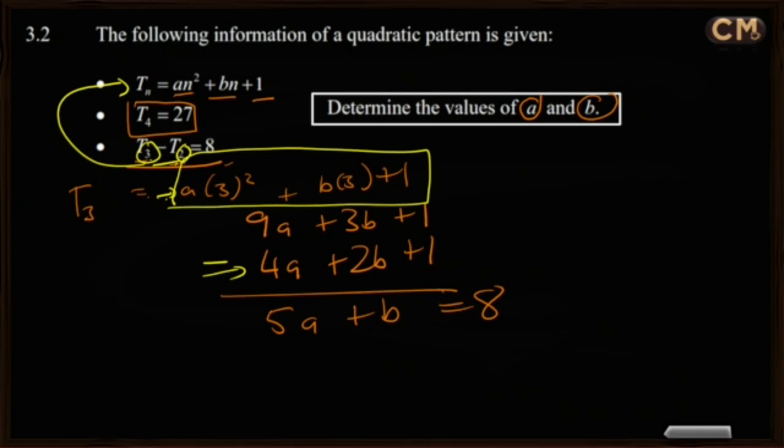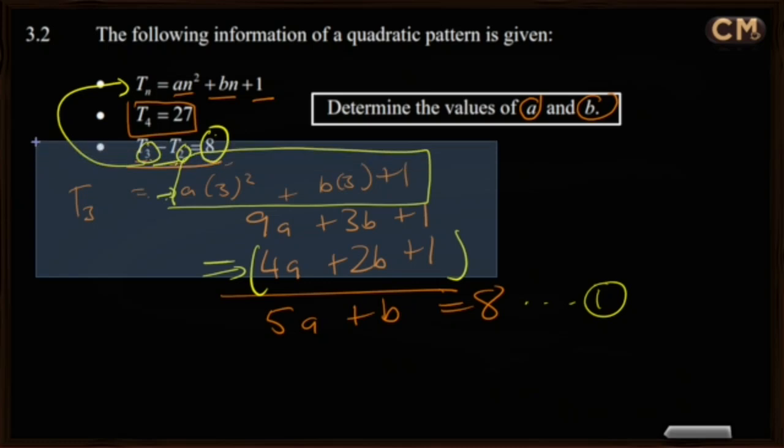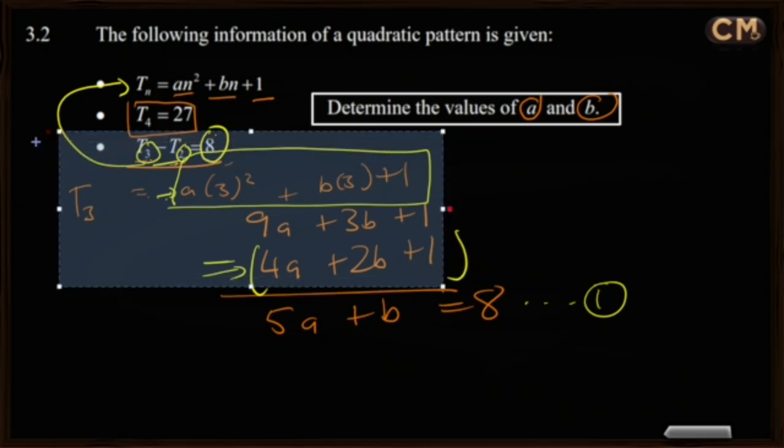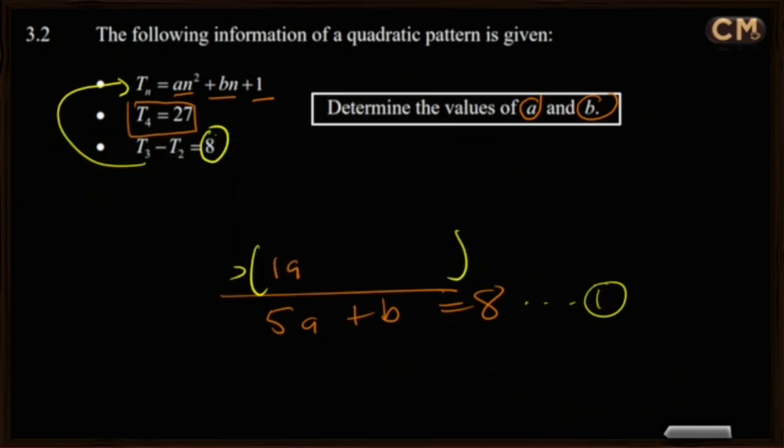9 minus 4 gives us 5. And then 3 minus 2 gives us 1. And 1 minus 1 gives us 0. And they tell us that it's equal to 8. So there, I got one equation. So first things first, a little bit of cleanup over here, because I managed to ignore the limited space I'm working with.